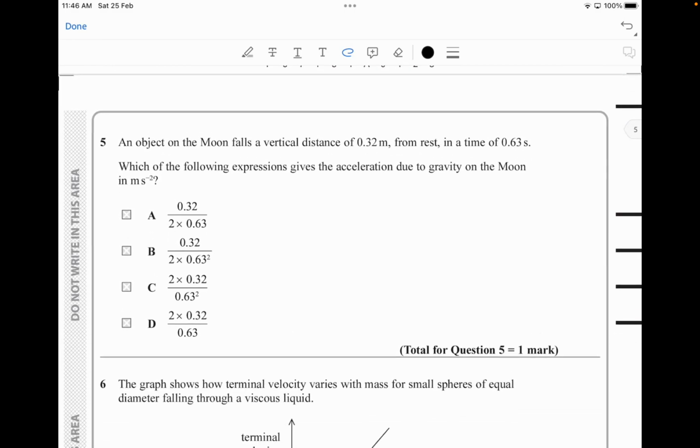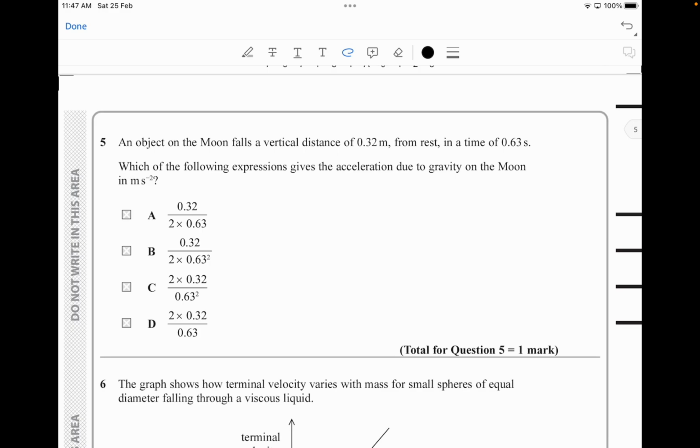An object on the moon falls a vertical distance of about 0.32 meters from rest in a time of 0.63 seconds. Which of the following expressions gives the acceleration due to gravity on the moon in meters per second squared? What we have to do here is look at this using SUVAT equations. I have the formula sheet here. By the way, in the exam, look at the last page of your exam paper. That's usually where the list of formulae and data will be, so just keep that in mind.